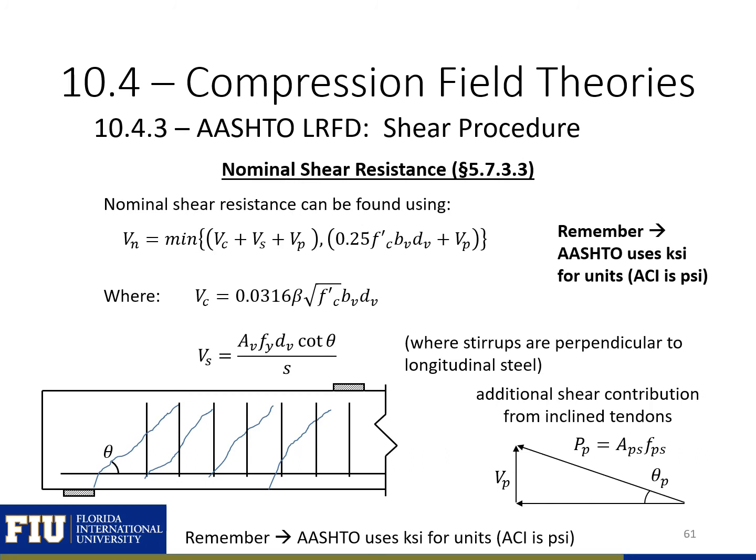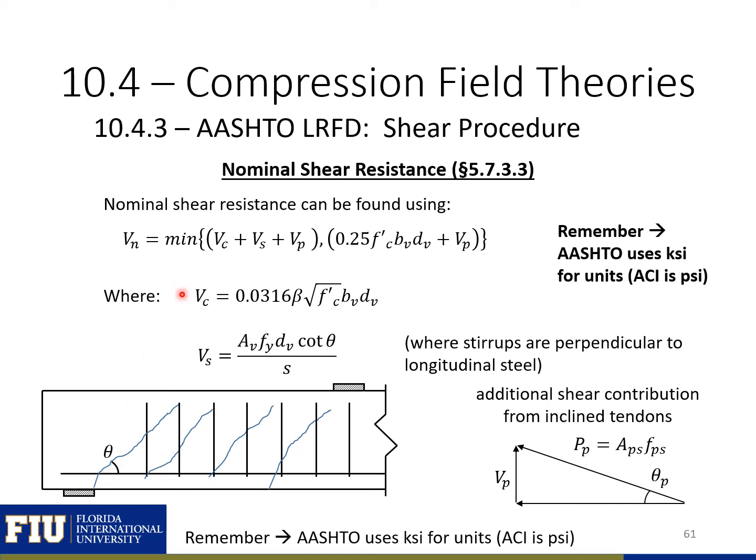Our nominal shear resistance is the minimum of the two equations shown here. So Vc plus Vs plus Vp, or 0.25 times f'c times bv dv plus Vp. You can see here the second component is similar to the ACI 318 limit that limits the steel contribution to our shear strength based on the crushing of our concrete at the support nodes. So the second component limits the crushing of our concrete here in that support node.